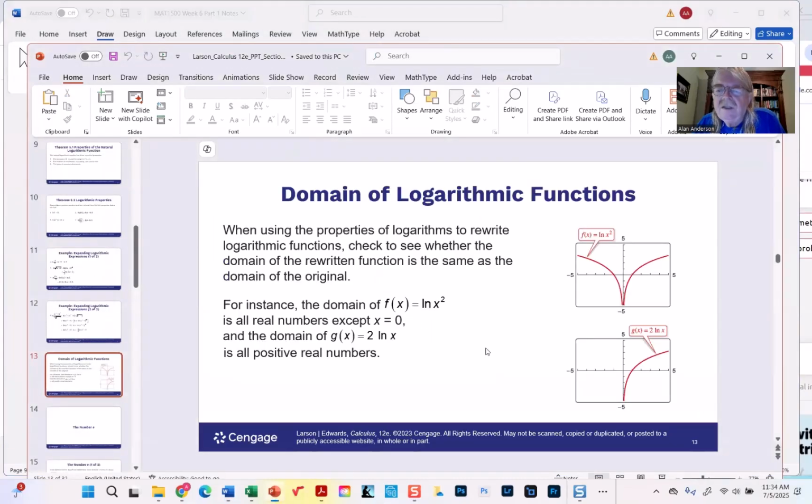Now here are some functions of the log. Log x squared looks like this because when x is squared, you can't have any negatives. So 0 is still undefined here, but all the other real numbers are defined for log x squared. And of course, down here we have 2 log x, which means you're simply making it a little steeper.